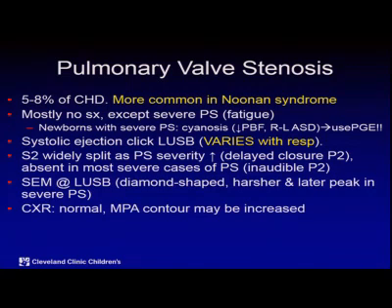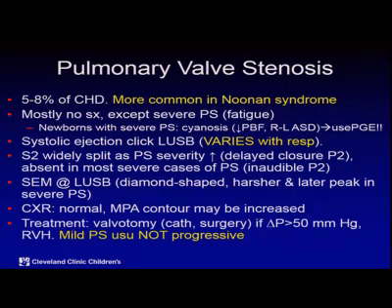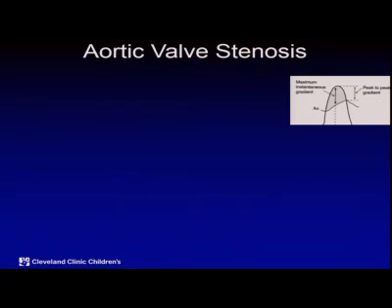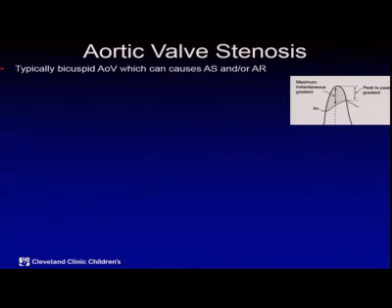Chest X-ray will typically be normal, except if you have post-stenotic dilatation of the main pulmonary artery, the MPA, in which case the pulmonary artery silhouette will be increased. Treatment for a high pressure difference across the pulmonary valve is pulmonary valvotomy, which you can do in the cath lab or by surgery. Mild PS is usually not progressive. So if you find mild PS in a 6-month-old, chances are it's going to be mild pulmonary stenosis for the rest of their life. However, aortic valve stenosis is a little bit different story.